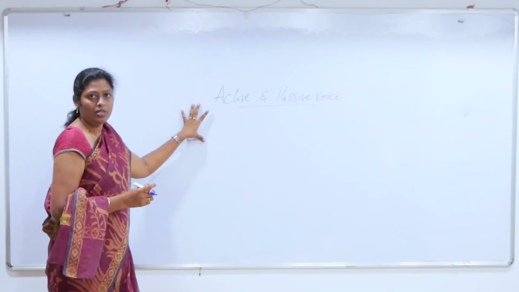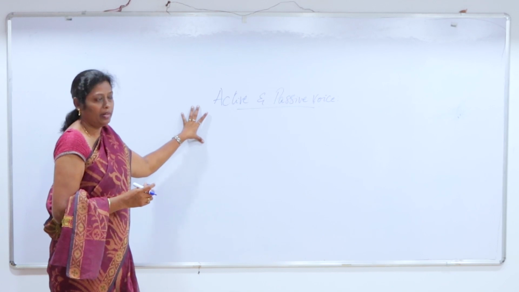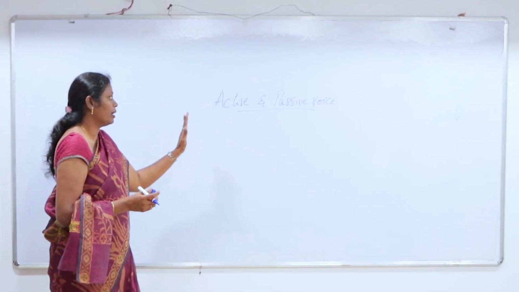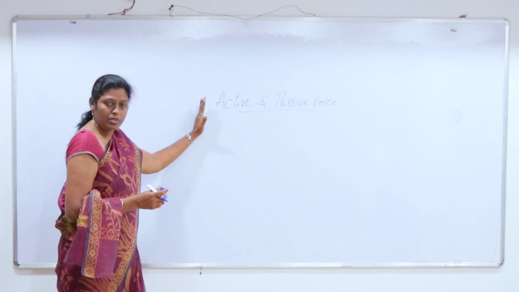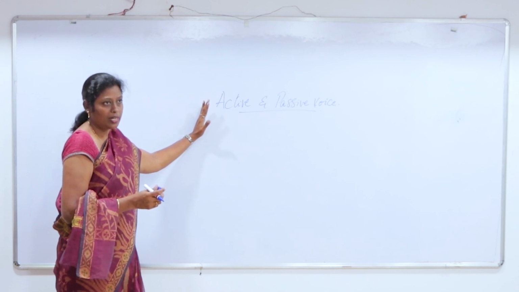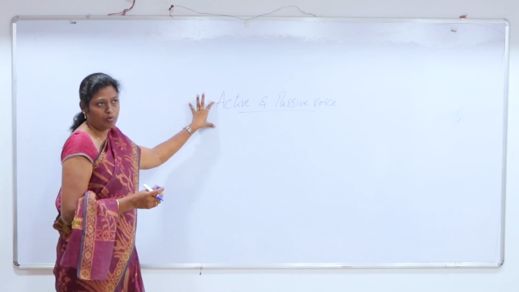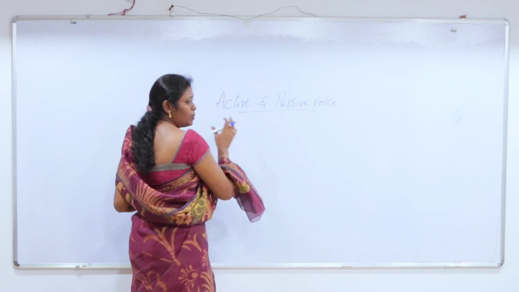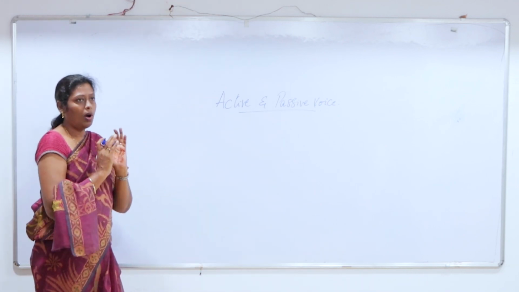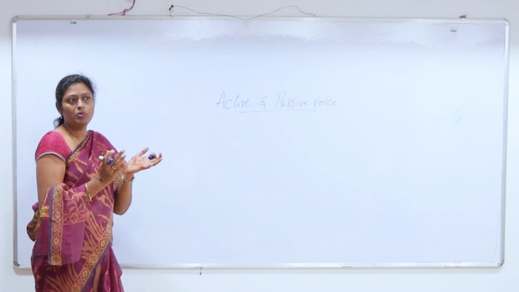In the last session, I explained about the verb in all three tenses: present tense, past tense, and future tense. Whether it be active voice or passive voice, or present, past, or future tense, the verb plays an important role. Before getting into active and passive voice, let us understand what a sentence is, what a subject is, what an object is.